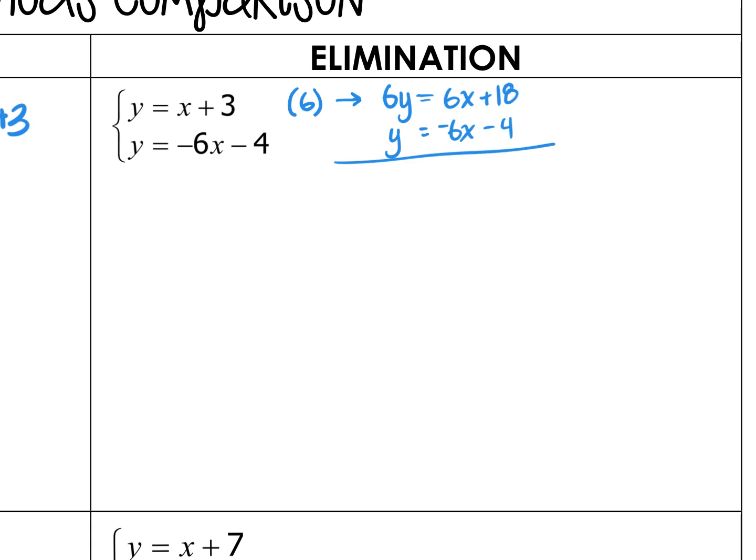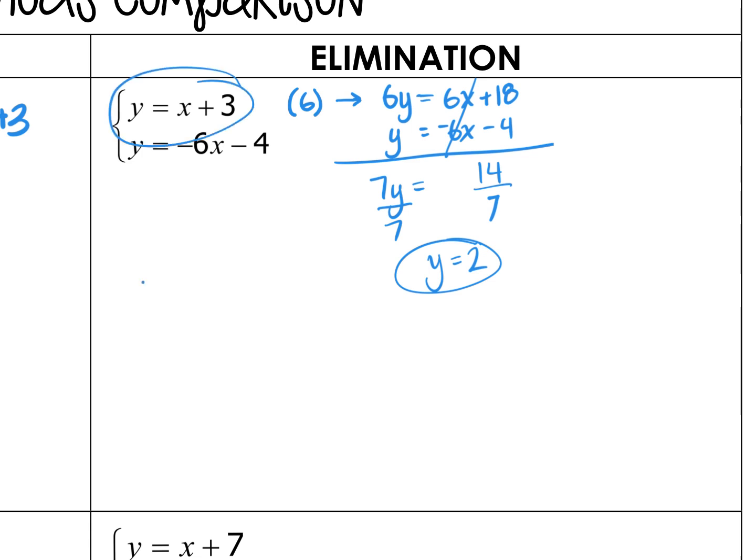Now we've set it up so that we can add them together and those cancel. So 6y plus y is 7y. 18 minus 4 is 14. So I divide both sides by 7. I get y equals 2. I don't know, I think elimination's easier. Yeah, it depends on the problem. Substitution's easier. So I'm going to take this y equals 2 and I'm going to plug it into this top equation. So I get 2 equals x plus 3. Subtract 3 from both sides. And I get x equals negative 1.